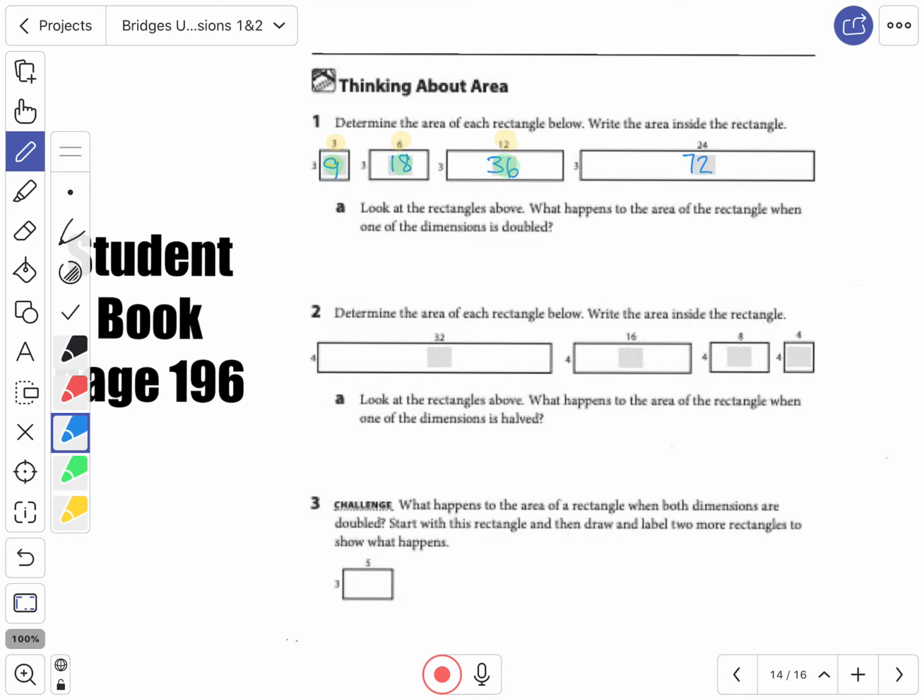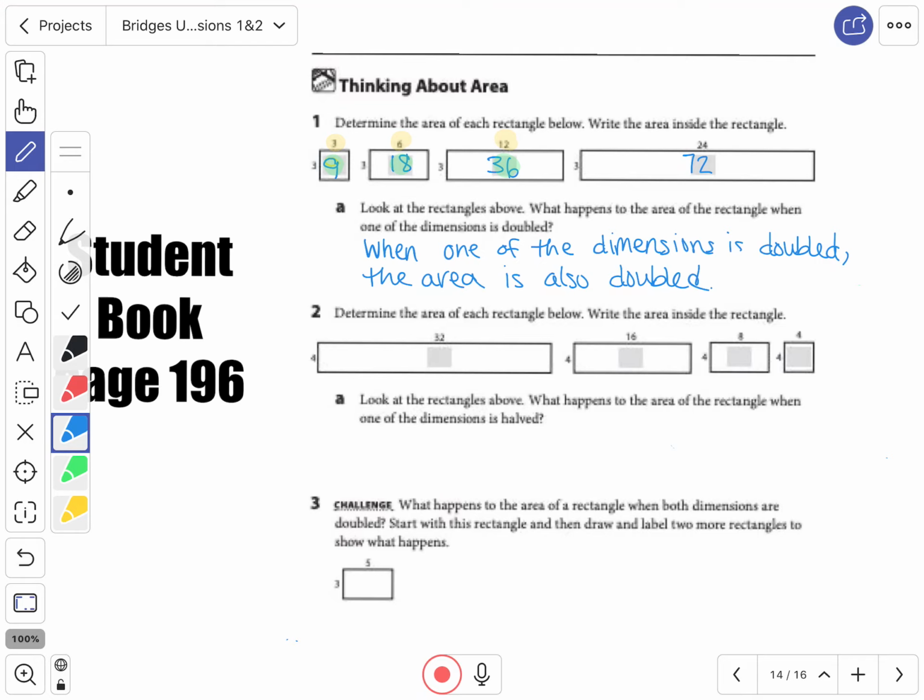72. Now, look at the rectangles above. What happens to the area of the rectangle when one of the dimensions is doubled? All right, I'm going to write my answer. When one of the dimensions is doubled, the area is also doubled.